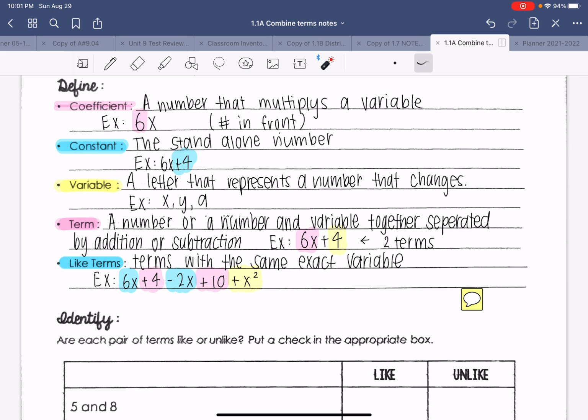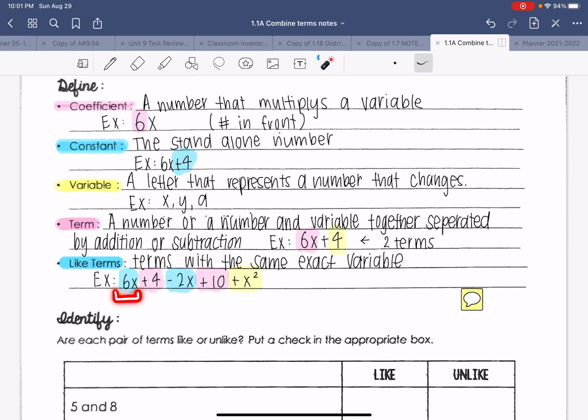And then we have like terms, which is what we're going to be doing today. It's terms with the same exact variable. As we're looking at my example here, notice how I've color coordinated everything. So 6x is its own term, but there's another term in here that's just like it. I'll link the video, but you should have watched the video beforehand where they talked about them having the same jersey on. They're on the same team.